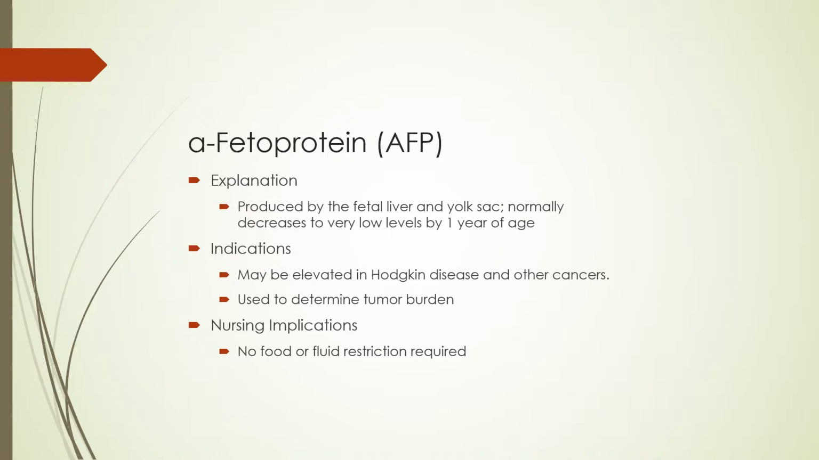Alpha-fetoprotein test. Alpha-fetoprotein is produced by fetal liver and yolk sac and normally decreases to very low levels by 1 year of age. Why you do this is in Hodgkin's disease, and we had a little girl that had, of all things, ovarian cancer, and the AFP was elevated with her. So when we started the treatment for her, you can see how well the tumor is decreasing by checking AFP levels and seeing if it's coming down with the treatments. No food or fluid restrictions required. It's just a simple blood test.